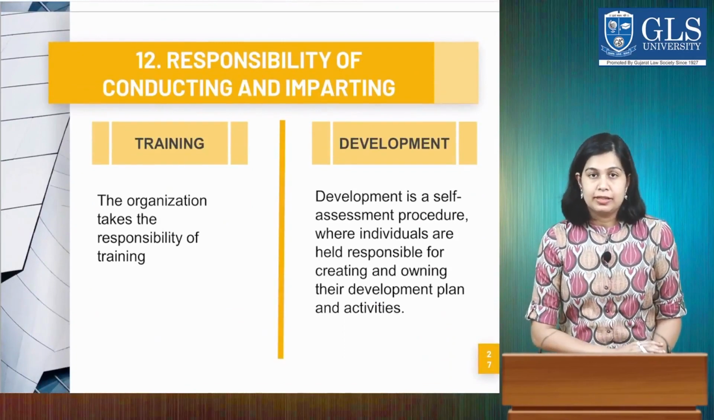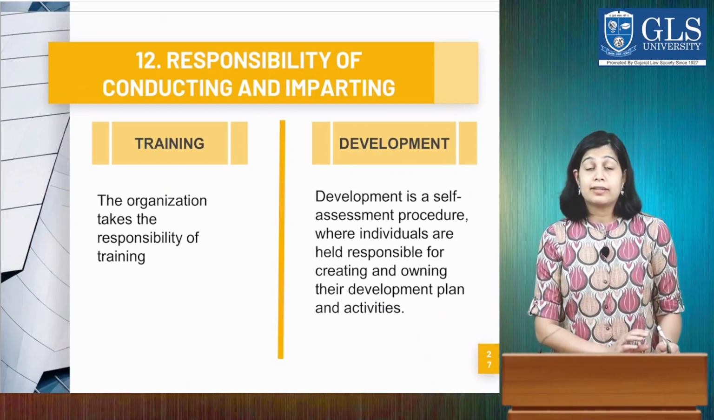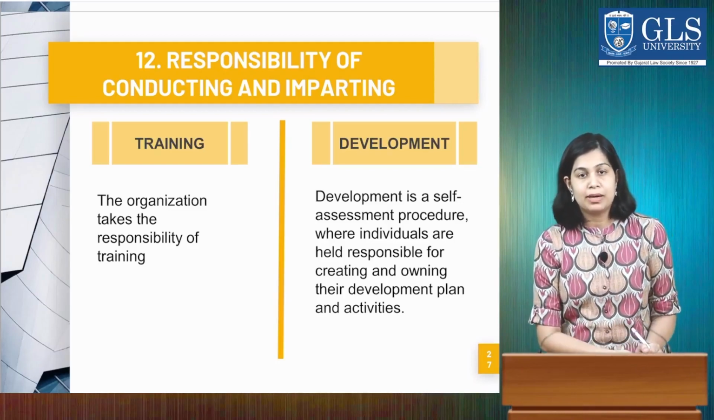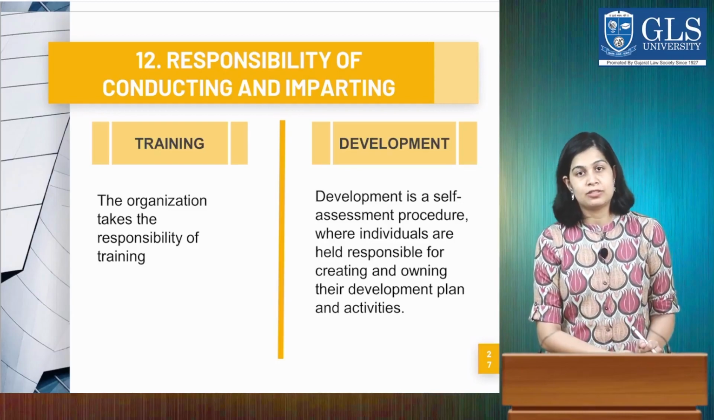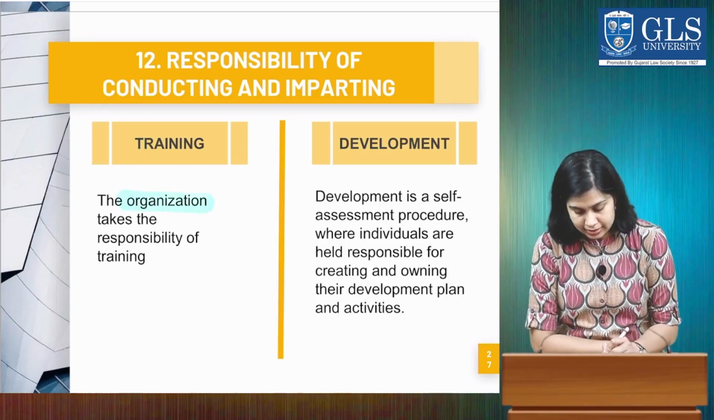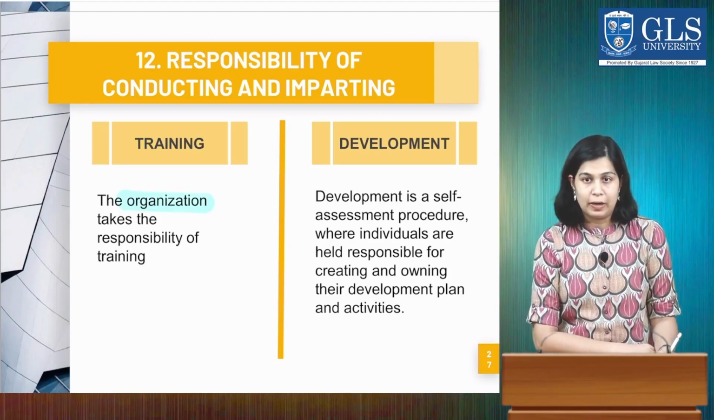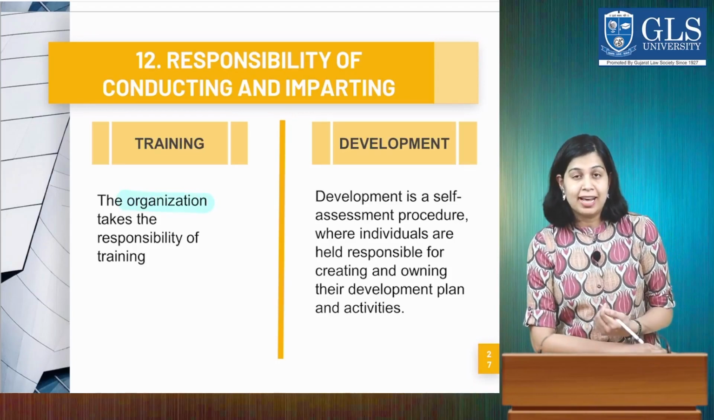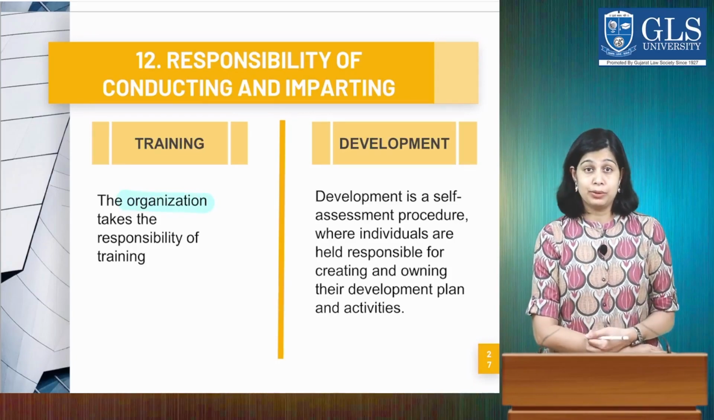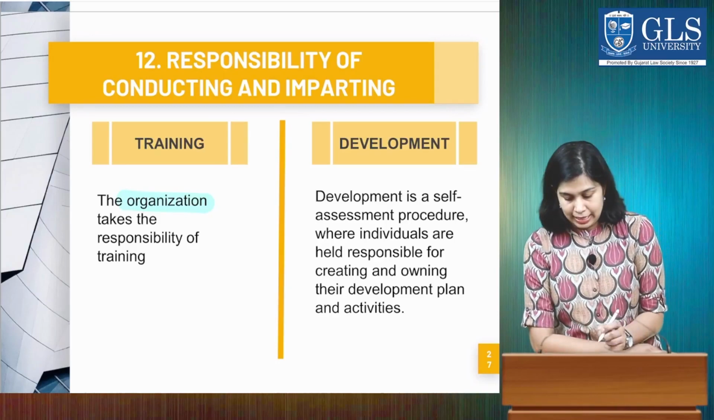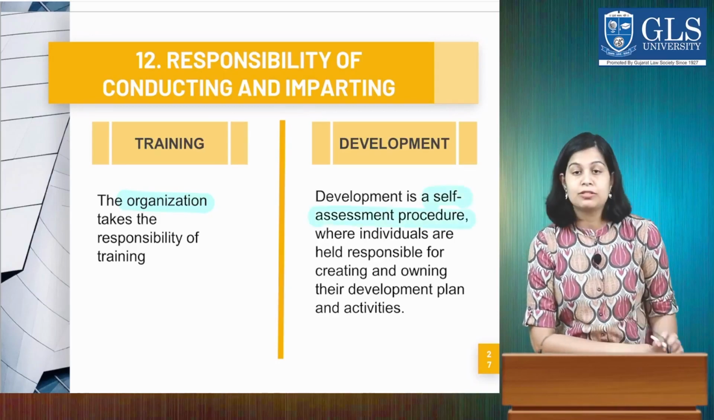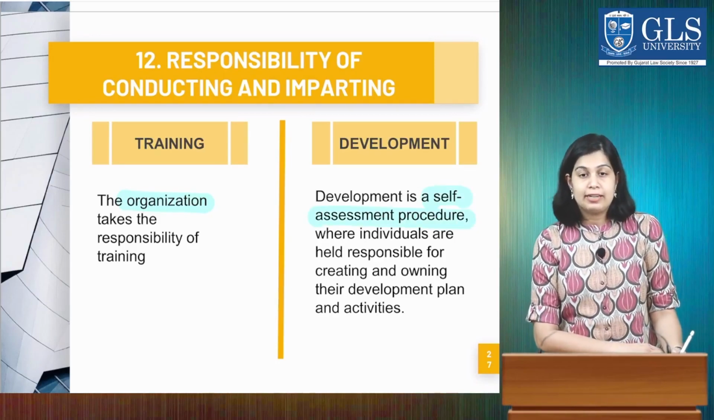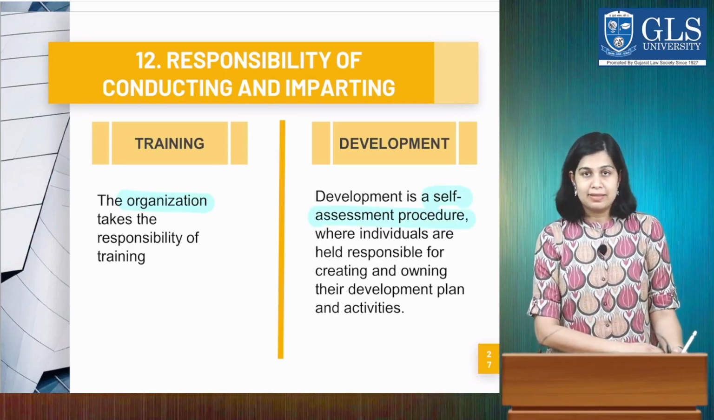So the last point is, who is responsible for conducting and imparting training and development? The responsibility of imparting and conducting training lies in the hands of the organization. So the organization takes the responsibility of training. And we just saw that development is self-oriented. One has to be self-motivated to develop, to learn, to increase knowledge. Hence, development is a self-assessment procedure where individuals are held responsible for creating and owning their development plans and activities.